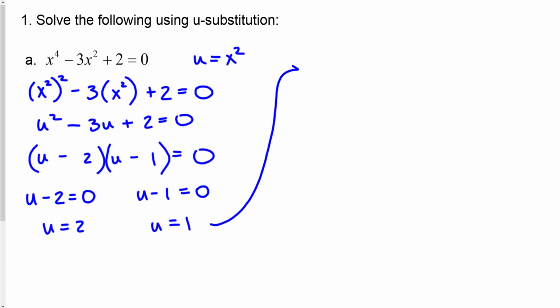And I'll come over here and finish it up. I need to make sure I substitute back in for u at this point. So since u is x squared, I can say x squared equals 2, and x squared equals 1. So if I take the square root of both sides of each of these equations, I would have x equals plus or minus square root of 2, and x equals plus or minus 1, since the square root of 1 is just itself, 1.